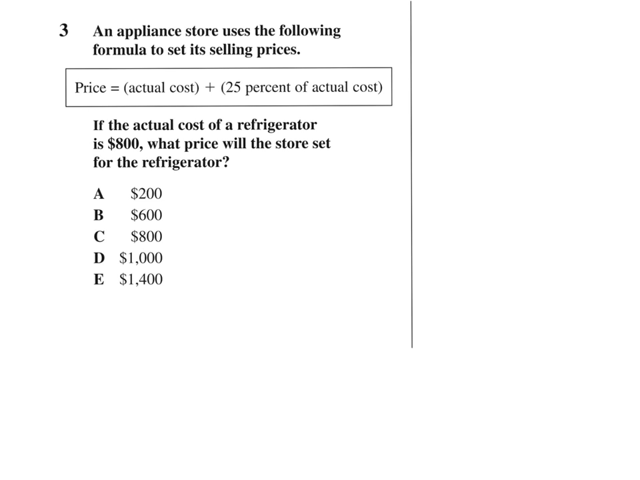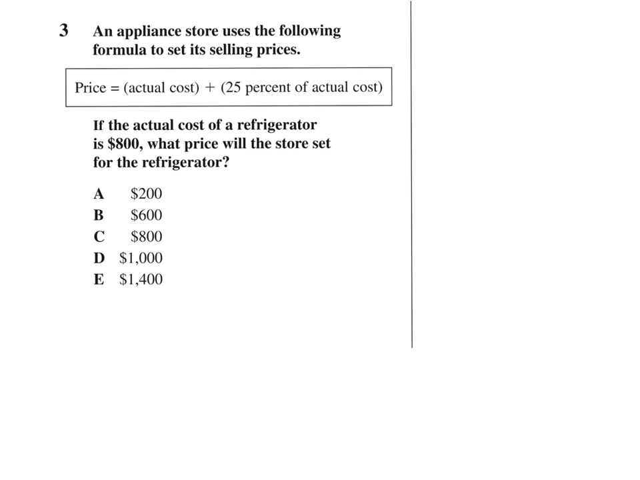All right, an appliance store uses the following formula to set its selling prices. Now, please don't be scared by formula. In fact, don't even look at the formula yet. Let's just think about this. How do stores make money? They buy stuff, and then they mark the price up, meaning they're going to sell it for more than they buy it for. I think it doesn't take a lot of common sense to realize if they sell something for less than they bought it for, they're not going to make any money. They're quickly going to close.